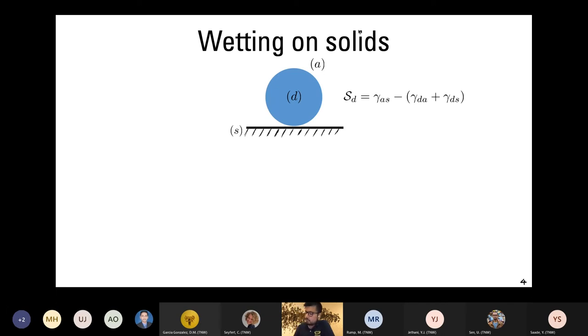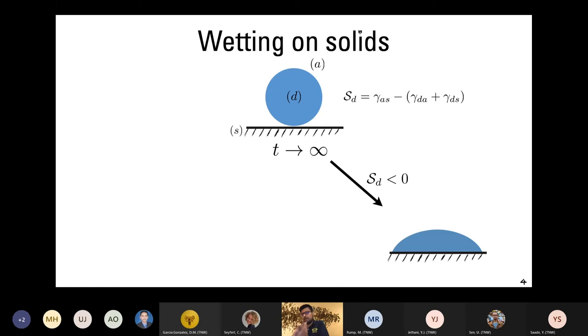What is also important to note here is what happens if the spreading coefficient is negative. Let's say it is negative and we wait for t tends to infinity, a long time. Then we get an equilibrium shape of this drop, where this angle theta, there is a small error in the schematic, but okay, this angle theta is given by the Young-Dupré equilibrium contact angle, which is what I have written over here.